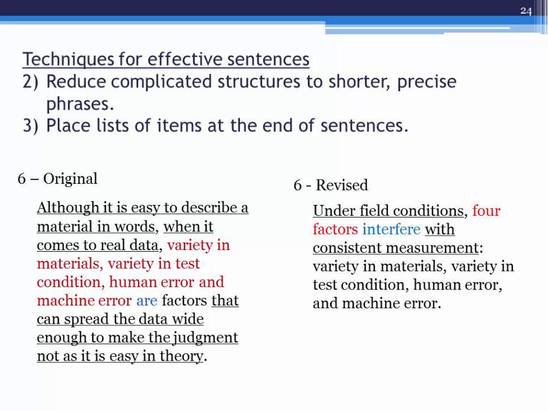Finally, the complicated structure at the end of the sentence was changed to the more precise verb "interfere" and the short phrase "with consistent measurement." The sentence is now easier to understand, much shorter, and also more precise in meaning.